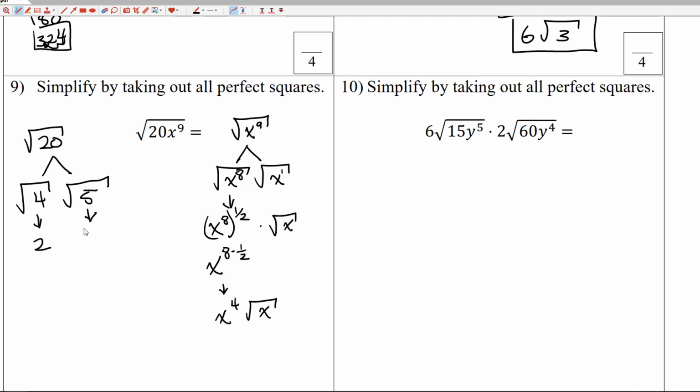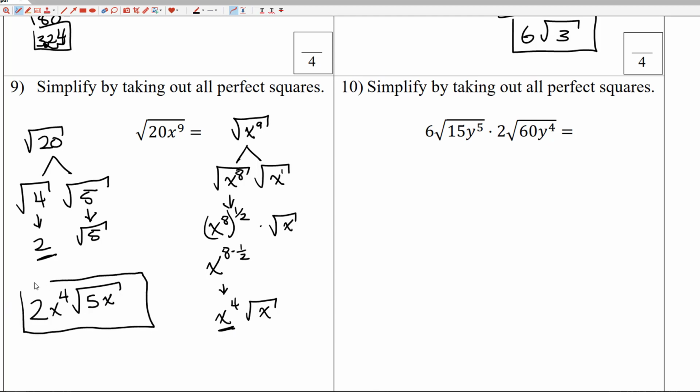Square root of 5 you can't do anything with, so we're going to leave it as square root of 5. And we have all of our pieces. So we have 2x to the power of 4. That's this and this. And then we have our x and 5. We have the square root of 5x. And there is our final answer.